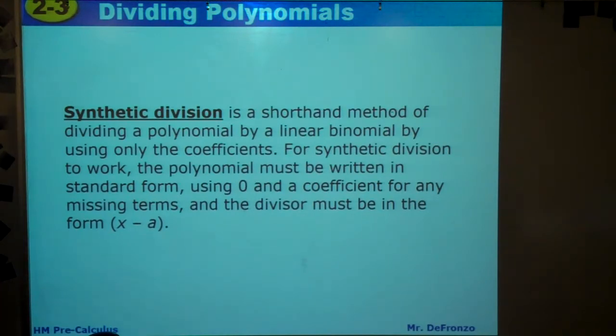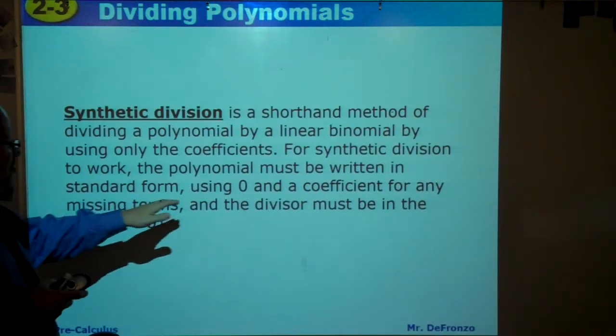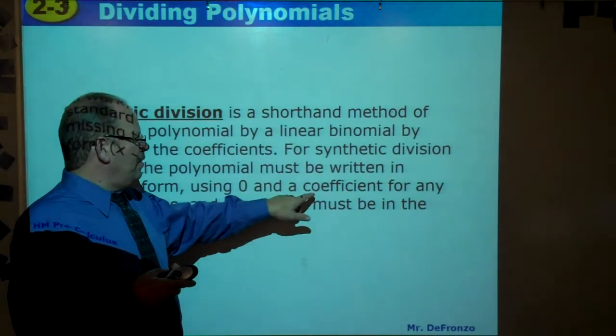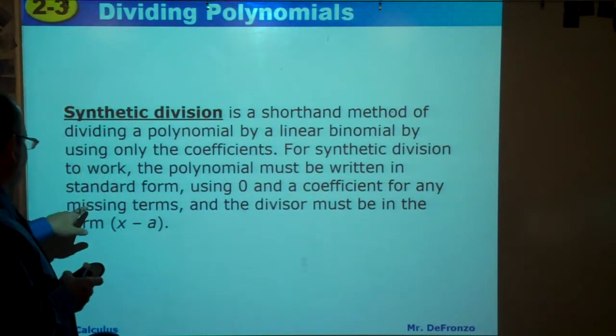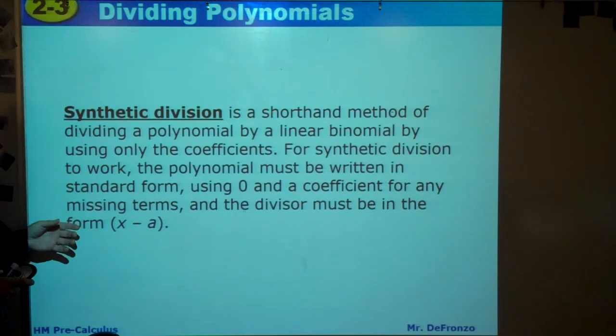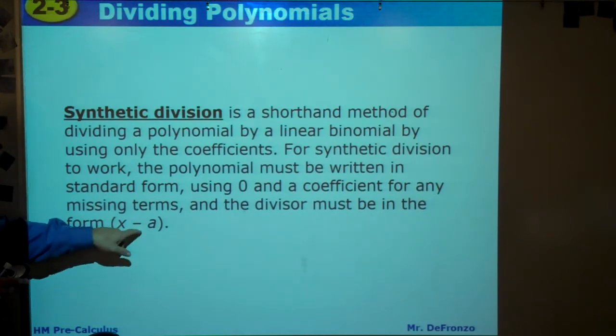Okay. Now let's look at synthetic division. It's a shorthand method of dividing a polynomial by a linear binomial. And we'll use only the coefficients. For synthetic division to work, the polynomial must be written in standard form, again using 0 as a coefficient for any missing terms, and the divisor must be in the form x minus a.